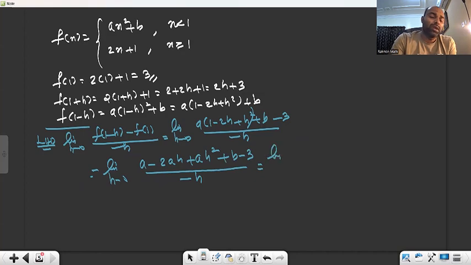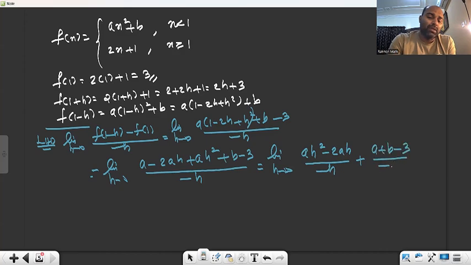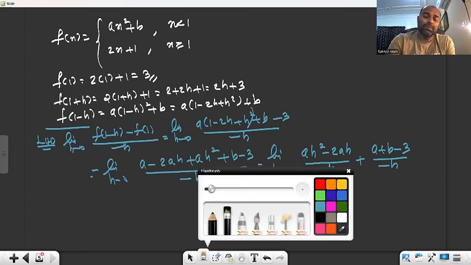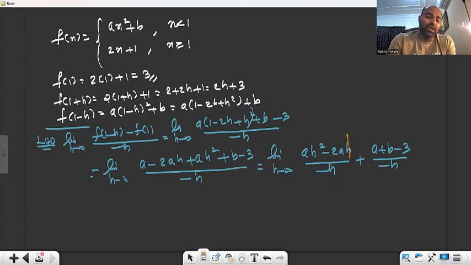Now I request the same way: all the h terms first I am writing. ah square minus 2ah by minus h. Remaining thing: a plus b minus 3 by minus h. One term without h, one term with h. This is very important, the separation. Otherwise, you cannot solve it. So your one h you can cancel.